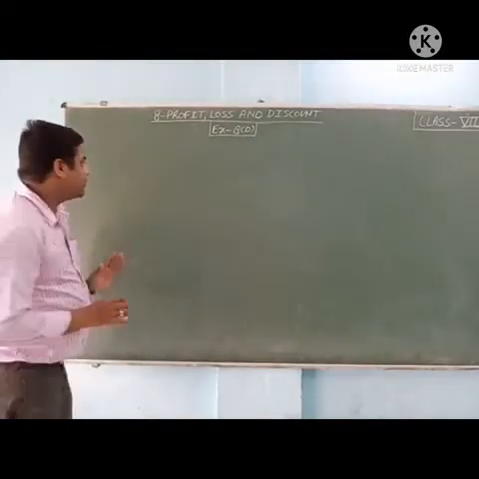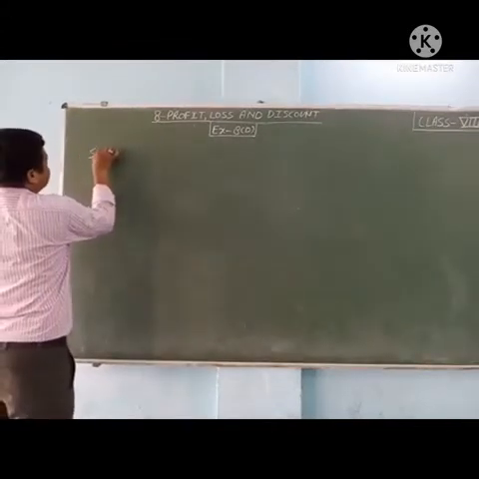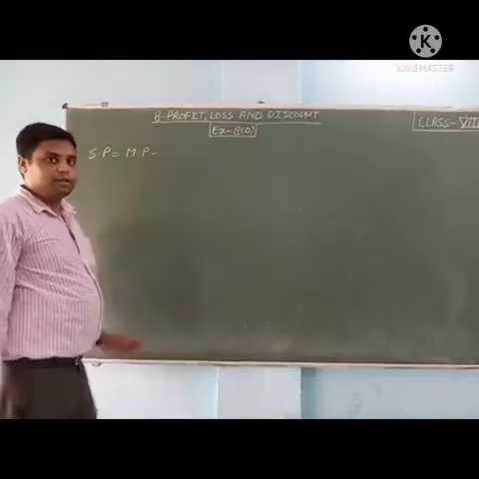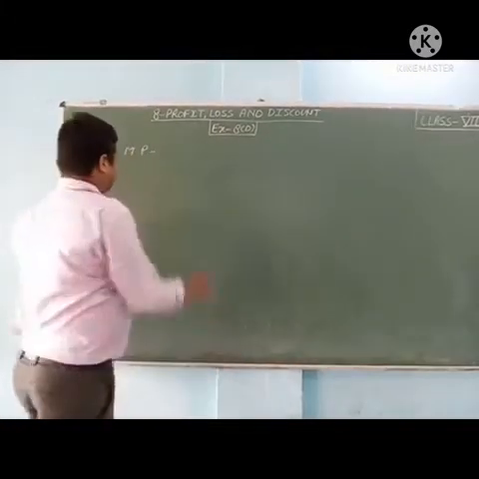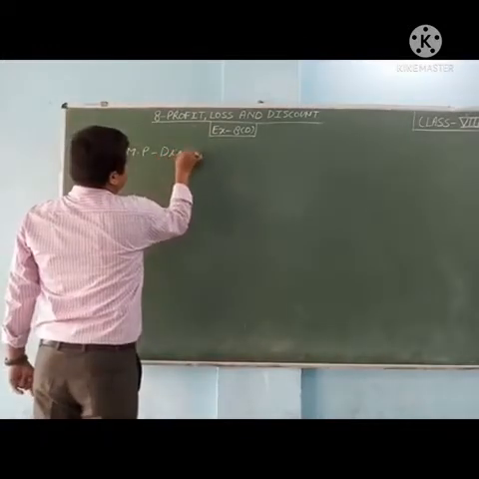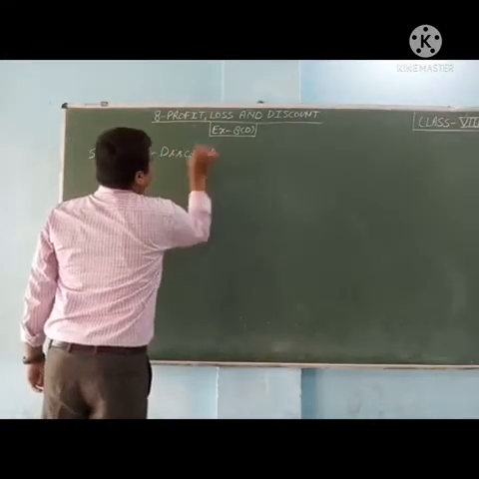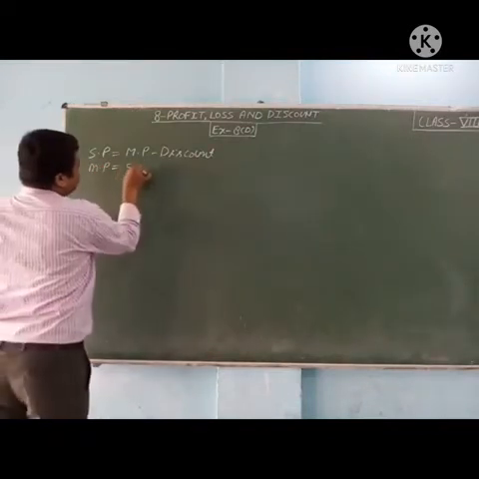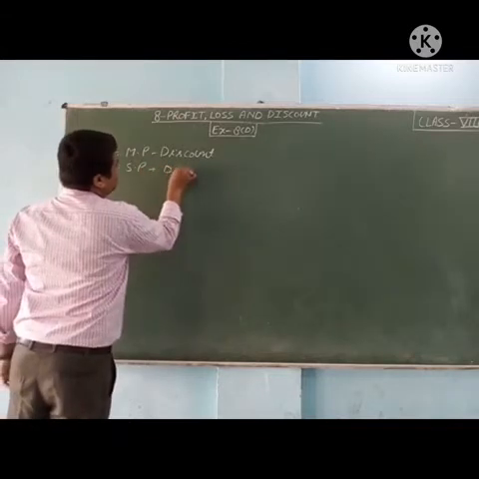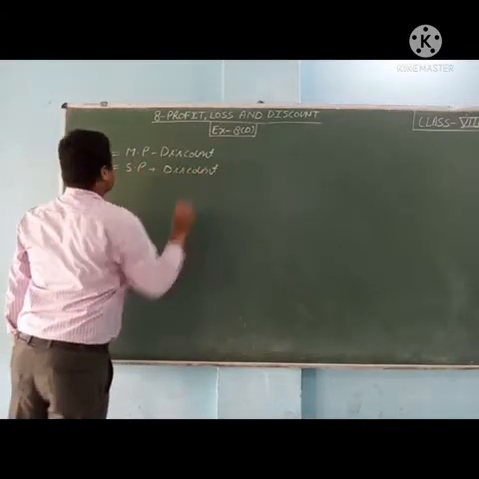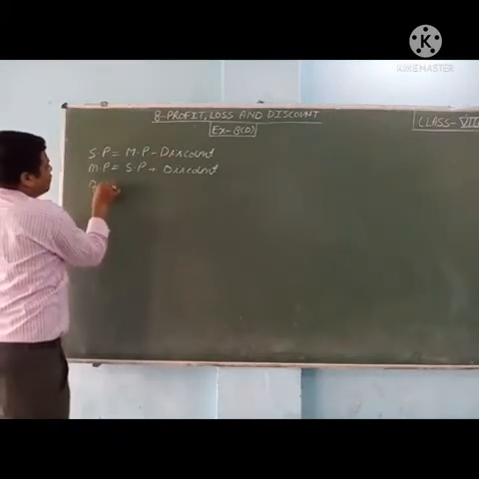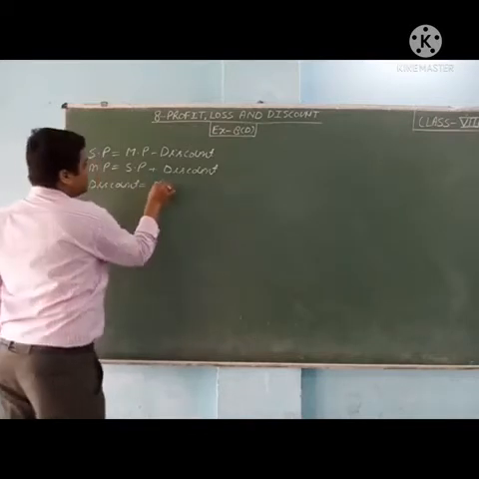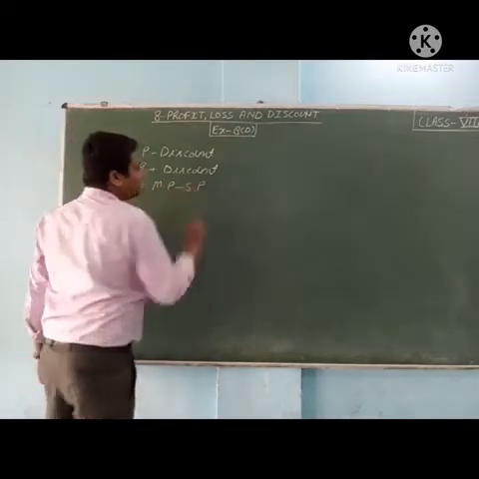How is selling price 120 coming? Selling price is equal to mark price minus discount. What you are subtracting from mark price is the discount. In the same way, mark price is equal to selling price plus discount. Then discount is equal to mark price minus selling price.